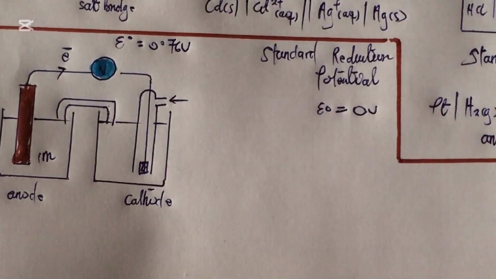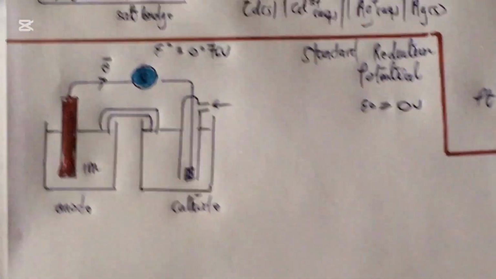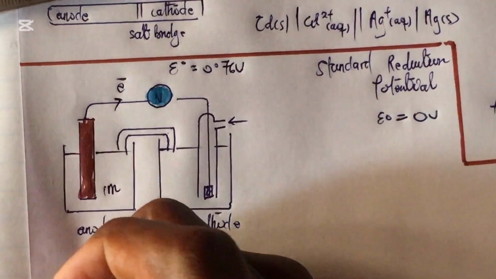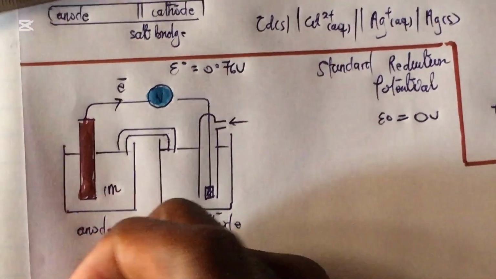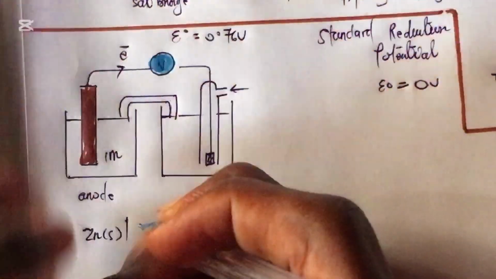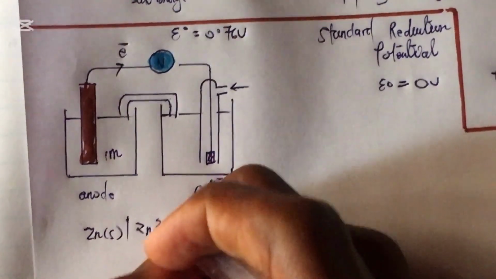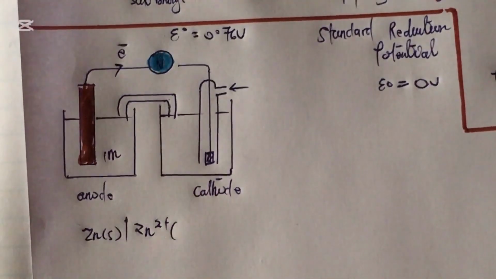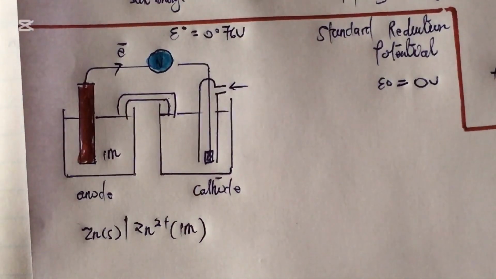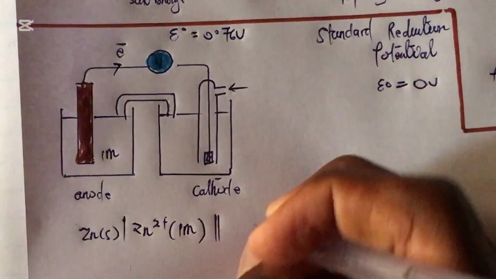Now to proceed, if you want to determine the cell notation for this electrochemical cell, it will be very easy. The cell notation is your zinc solid. Then you separate it by a bar because you are moving from one phase to another. Then your zinc 2 plus. Because you are dealing with standard conditions, you bring your 1 molar, which indicates that this one is aqueous. Then you bring your double bar. This is the salt bridge part of it.